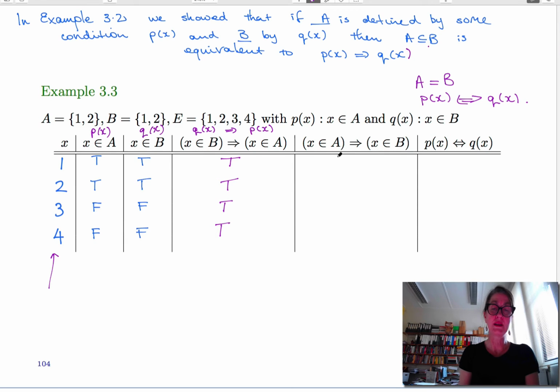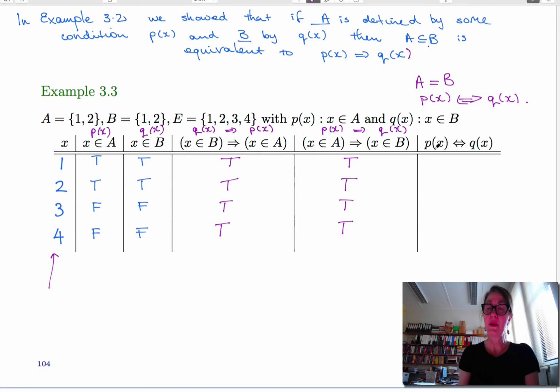Going the other way, so we're starting with P and going to Q. So here our P is true and our Q is true. Again, P is true and Q is true. And P here is false, so that's true no matter what Q is. So X in B implies X is also in A. Here X in A implies X is in B.